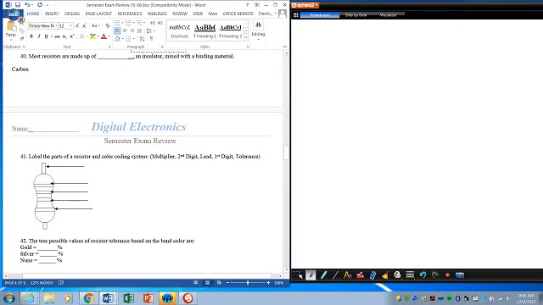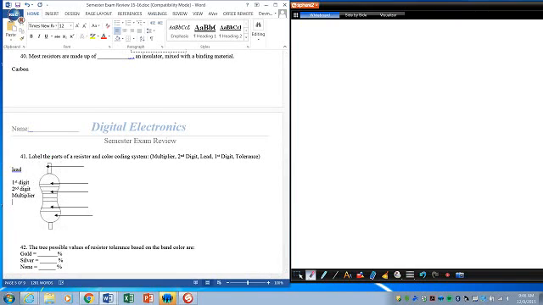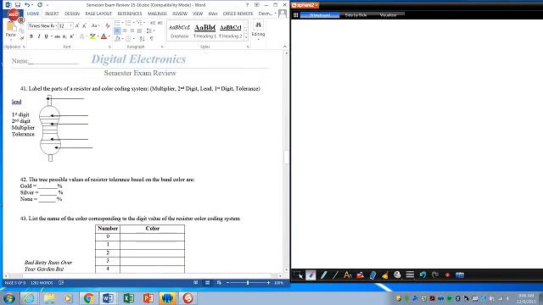Okay, the top one is lead. Second one is first digit, second digit, multiplier. Remember, whatever the value is, you multiply that number. Somehow the R is not coming out. Okay, the last one is the tolerance. Remember 5% or 10%. Okay. All right, 42. Gold means 5%. Silver means 10. None means 20.